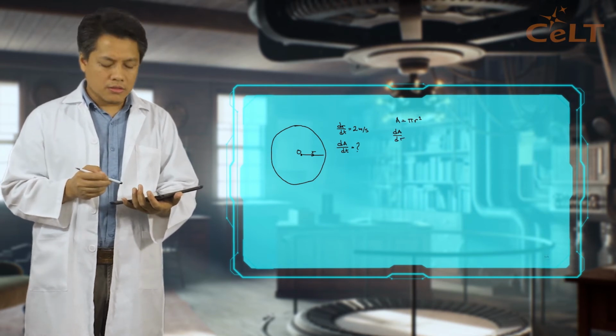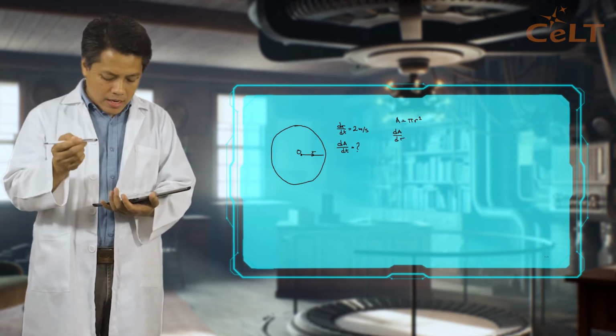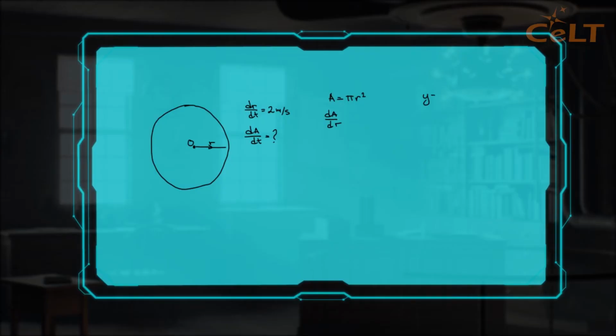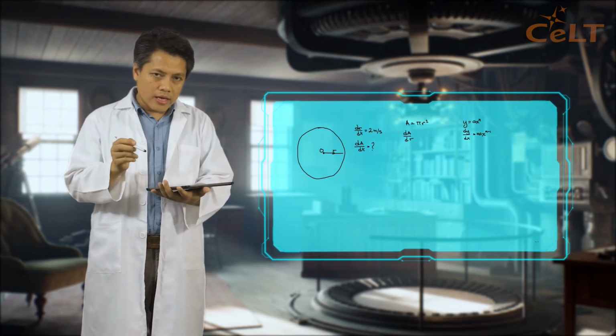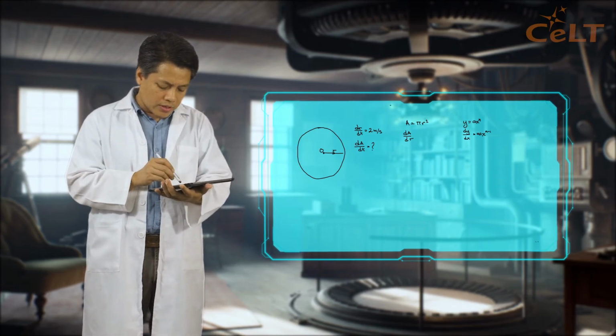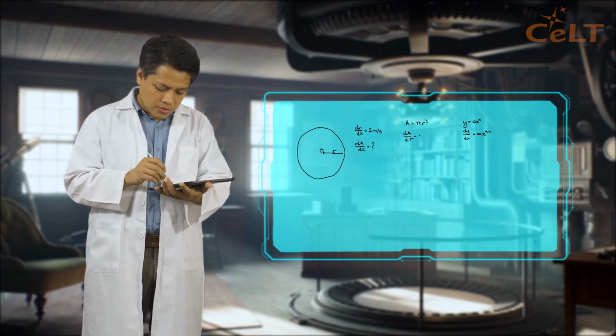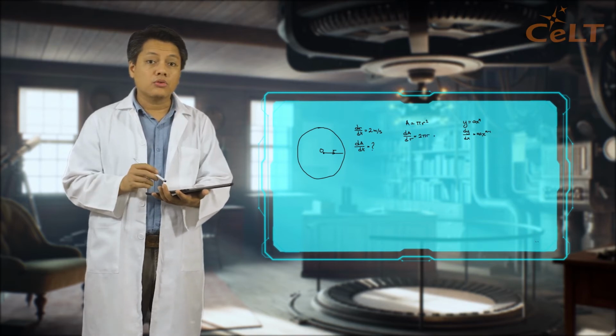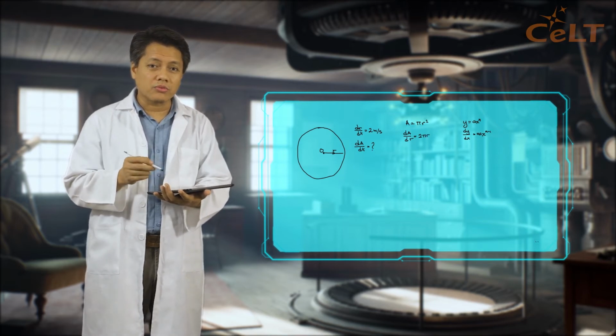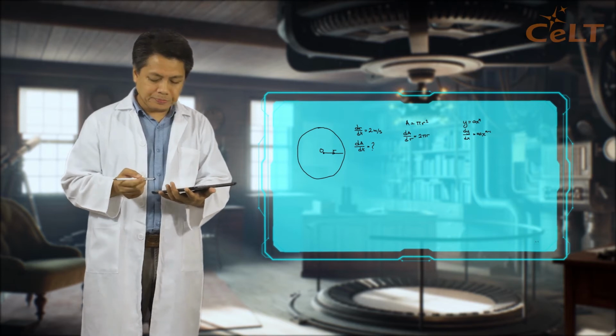For dA over dr, we apply the formula of differentiation, which is if y equal to ax to the power of n, then dy over dx is equal to nax to the power of n minus 1. So with that formula, we can figure out that dA over dr is equal to 2 pi r, and r is to the power of 1, so we do not need to write the power of 1 over there.